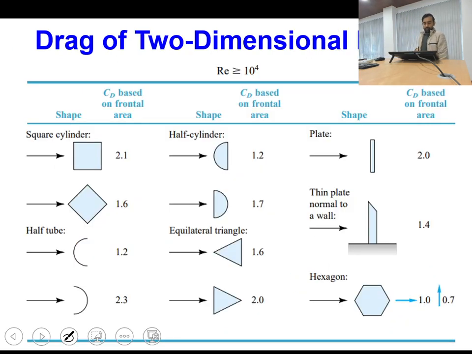Now we have different two-dimensional bodies. Depending upon the orientation and direction of the flow, you can see the corresponding value of CD, and whenever this CD is defined, it is written in this table that this CD is based on the frontal area. So once you use this CD to determine the drag force, you need to multiply CD by half rho V square multiplied by the frontal area. This type of table will be provided to you. I have given it over here so that you can get familiar with the tables.